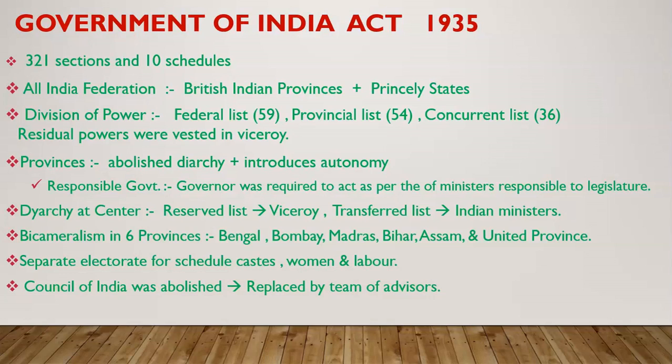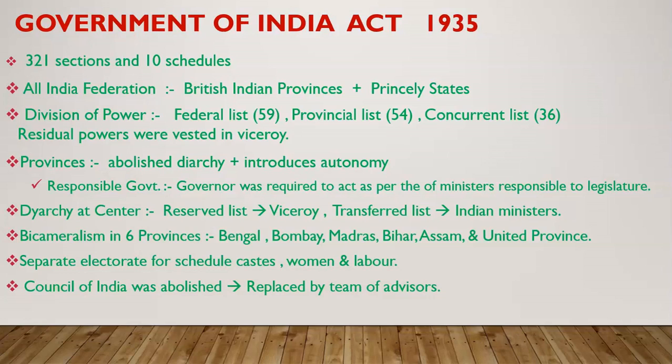Okay, though on some matters there was the control of the Governor General of India on provinces, for most of the subjects, provinces became autonomous. Now friends, as I have told you, diarchy was abolished, meaning the system of transferred list and reserved list was abolished. So what was started? Now the responsible government was started in the provinces.